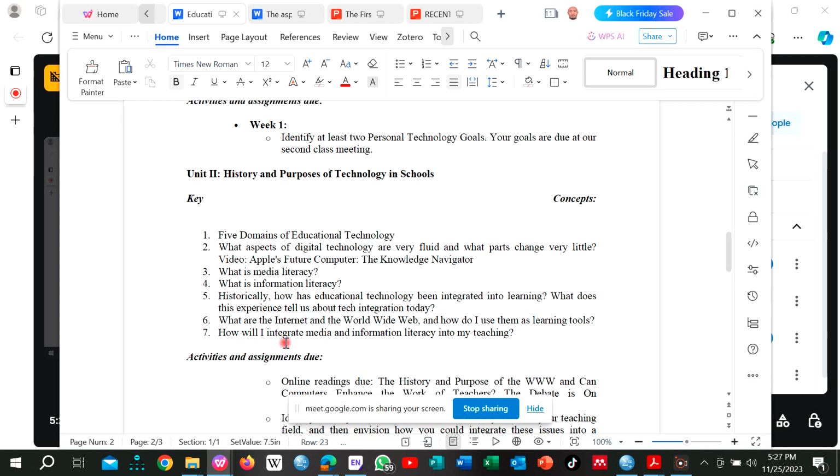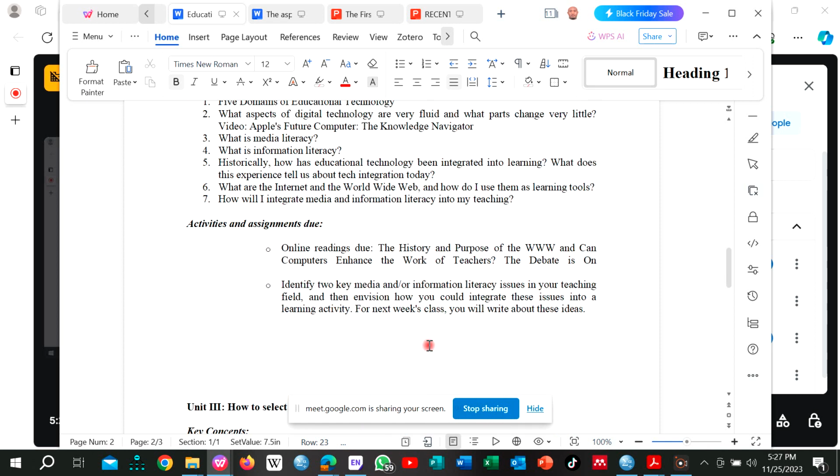We will also discuss how to integrate educational media and information literacy into teaching. Of course, there will be activities every week. We have activities and assignments which we are supposed to accomplish. In week two, we will look at the history of the web and how computers can help teachers, and we do a debate.